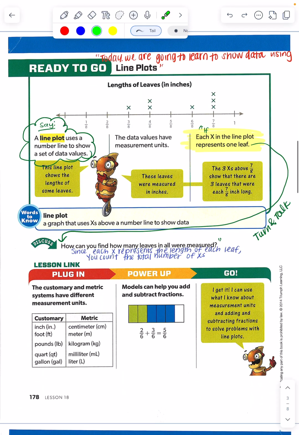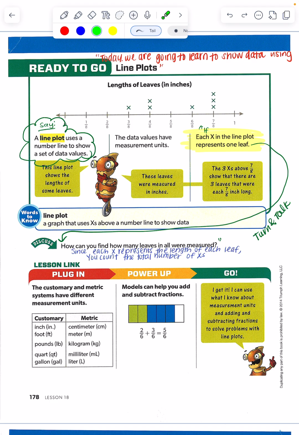For today's lesson, we are going to learn to show data using line plots. A line plot uses a number line to show a set of data values. So this is the number line, which shows the set of data values. Each X in the line plot represents one leaf.